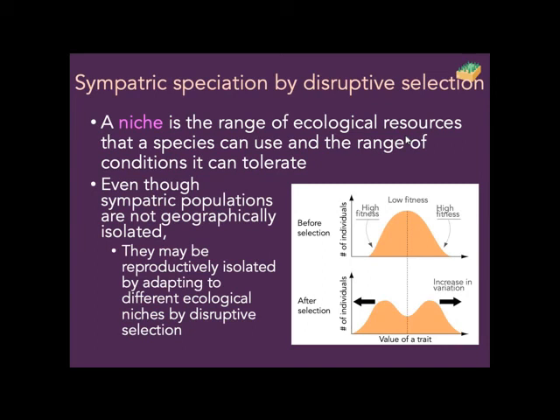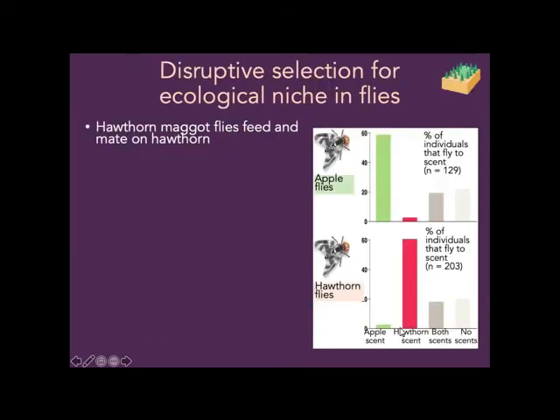So you might have sympatric populations that are not geographically isolated, but they might be reproductively isolated because they might be adapting to different ecological niches by disruptive selection. So it may be advantageous to have this kind of trait value or this one, but not intermediate. So there may be some individuals specializing on this and some individuals specializing on this. And over time, they separate enough to become different species.